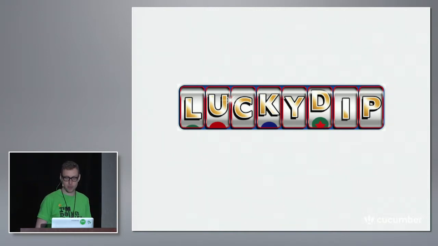Moving on a little bit further, because it's not hardware stuff, it's software stuff, we can do what we think are clever things. The Lucky Dip is one of the tools that we've got internally. Do you have Lucky Dip over here?